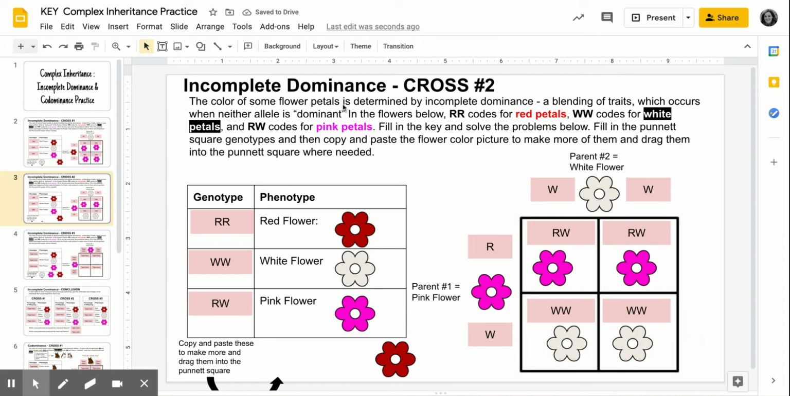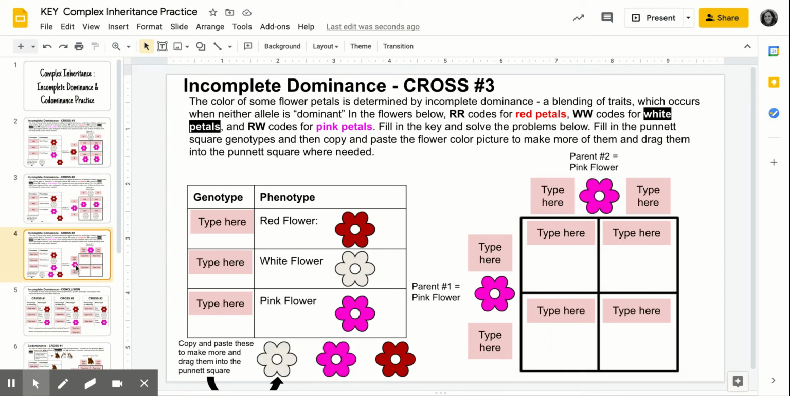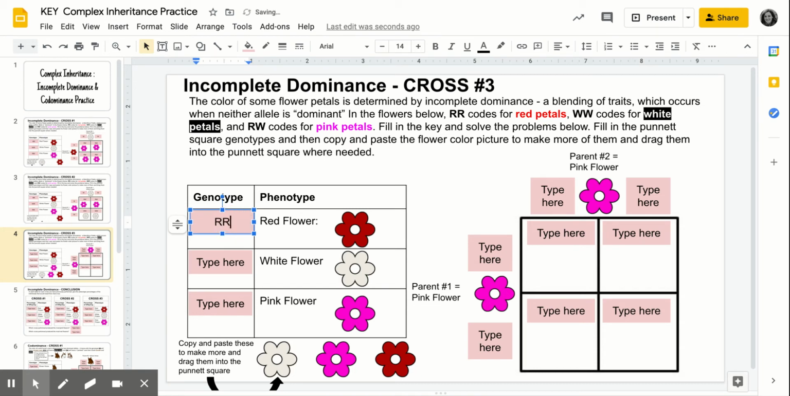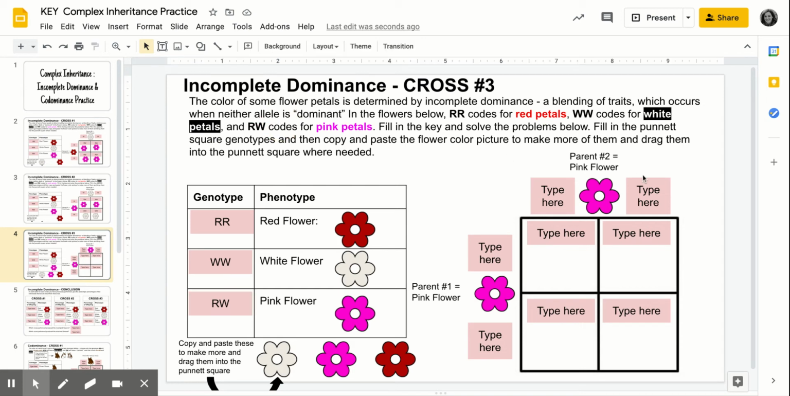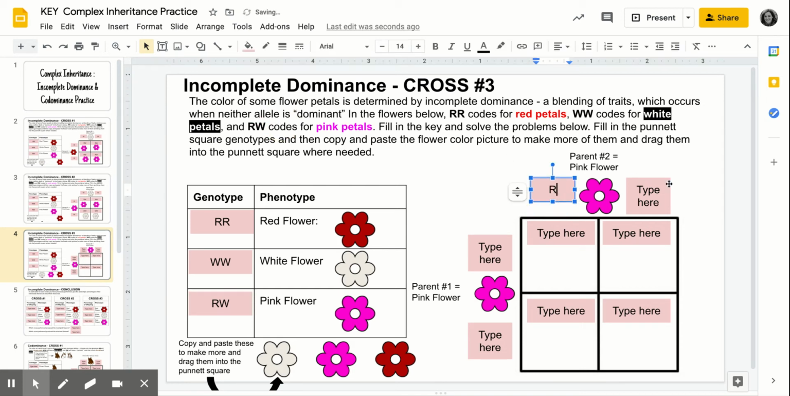All right. Remember, we're on incomplete dominance. There's a blend of traits. Okay. So let's do another one. A third cross of incomplete dominance. Again, a red flower is big R, big R. A white flower is big W, and a pink flower is going to be big R, big W. So now we're going to cross two pink flowers. And again, pink flowers are RW, as you can see up there. So let's go ahead and type that in, R and W. Remember, one allele per box, R and W.